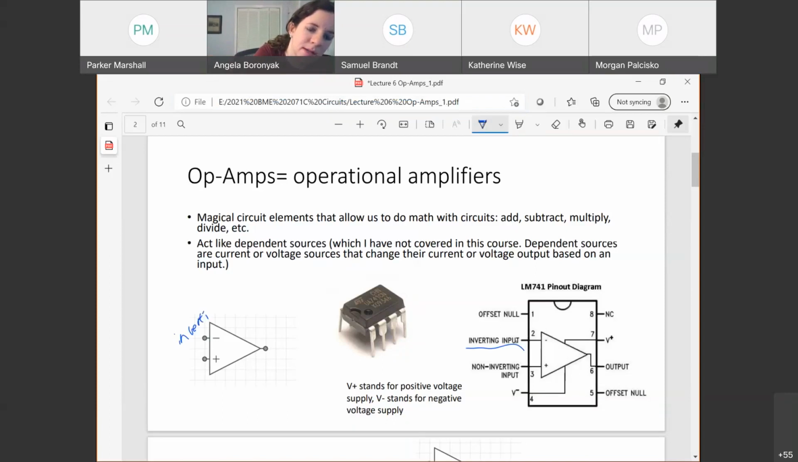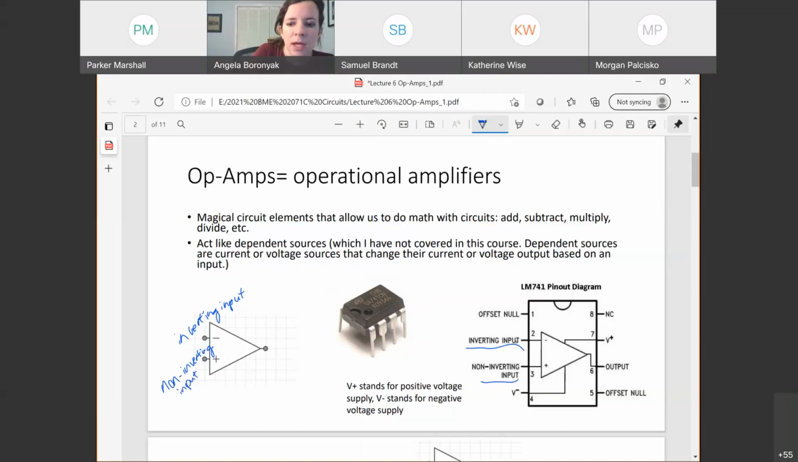We'll talk about why it's inverting once we do a derivation of it with a problem. The plus sign is what's called our non-inverting input, which is a bit like calling something unsweet tea. You're naming it by what it's not. It's not sweet. This one's not inverting.